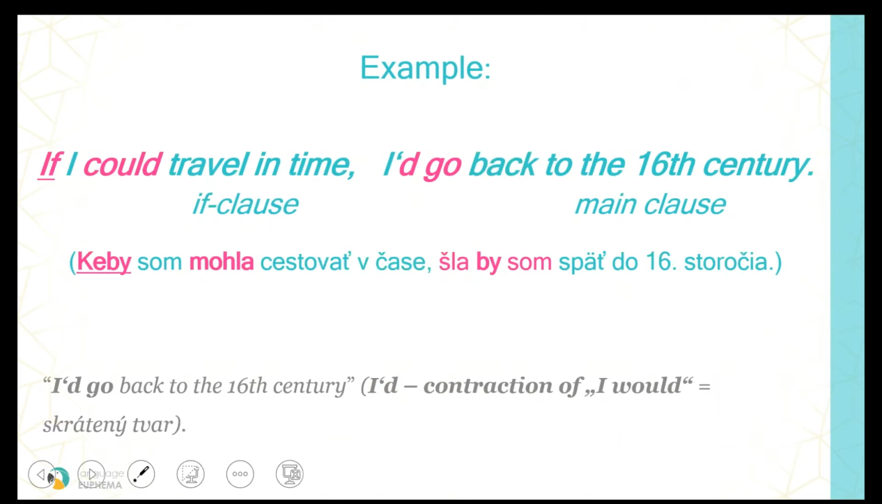Another example: if I could travel in time, I'd go back to the 16th century. Again, I started with the if clause and continued with the main clause. In the if clause, I used if plus past simple. Past simple of can is could. And then in the main clause, I used would. Again, I used this contraction of I would, which is I'd, plus infinitive, go. I'd go back to the 16th century.